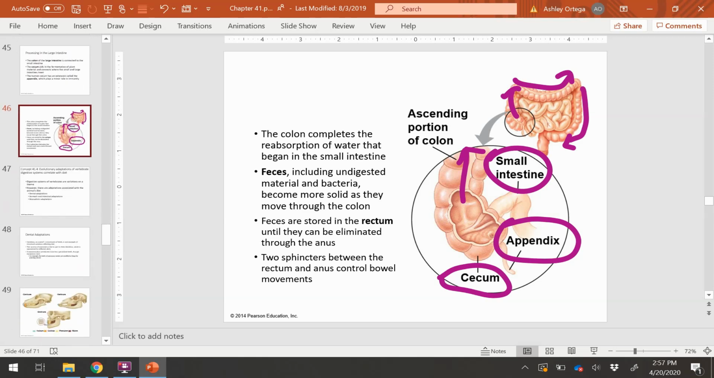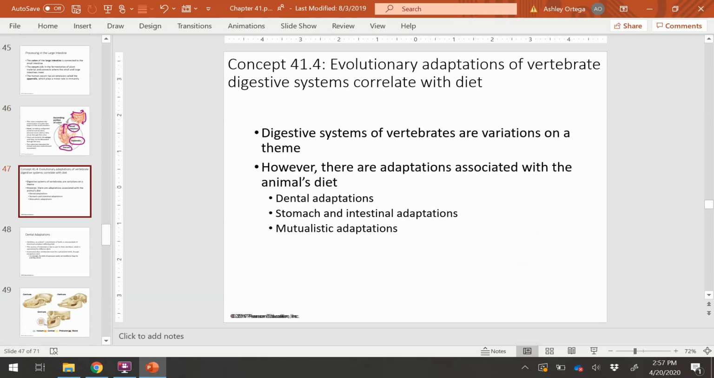So that brings us to the end of the human digestive system. In the next video, I will pick up here where we will look at evolutionary adaptations of digestive systems and how they're correlated with their diet.